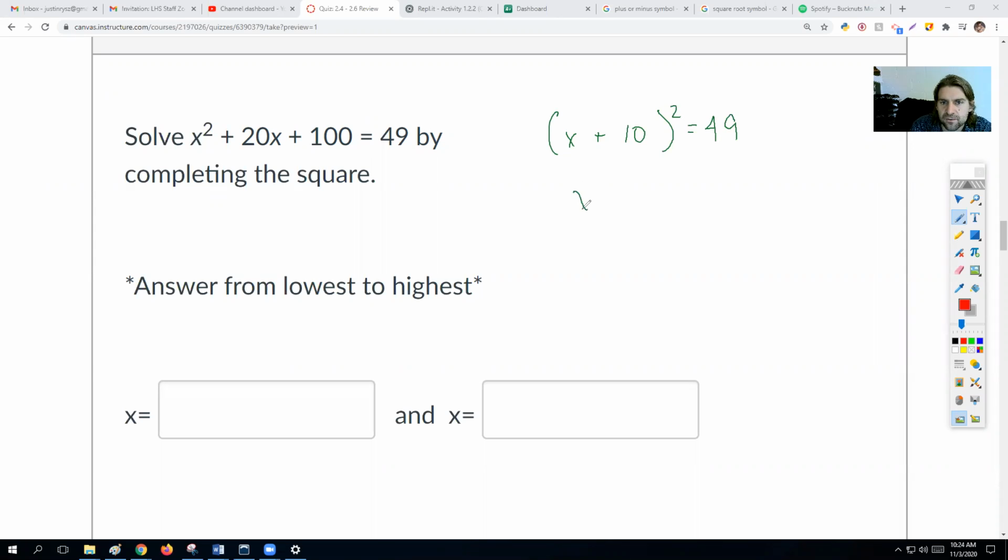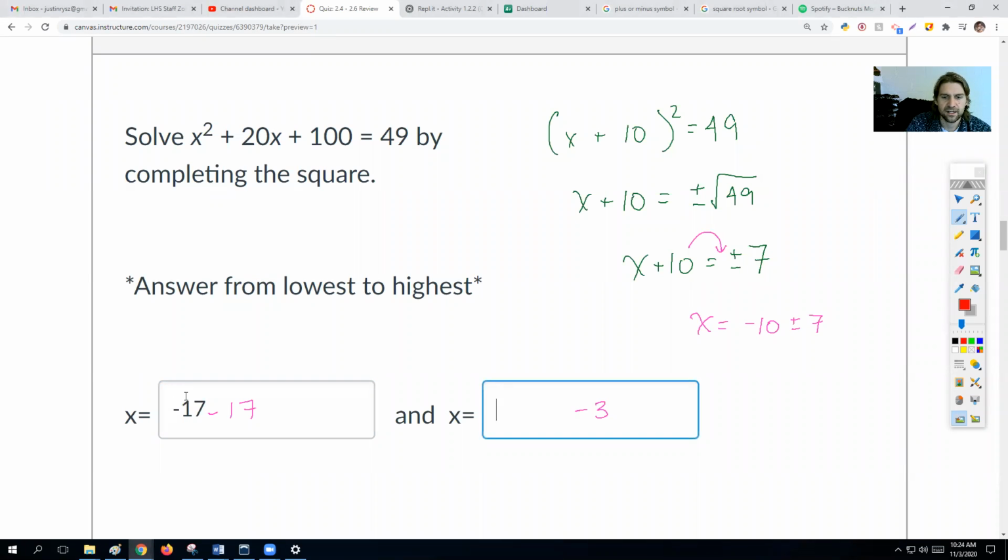All right, so if we take the square root of both sides, we get x plus 10 equals plus or minus the square root of 49, which is 7. So to find our answer, we just need to minus the 10 over. So negative 10 plus or minus 7. Negative 10 plus 7 is negative 3. Negative 10 minus 7 is negative 17. So there should be our two answers. Negative 17 and negative 3. That's the lowest to highest.